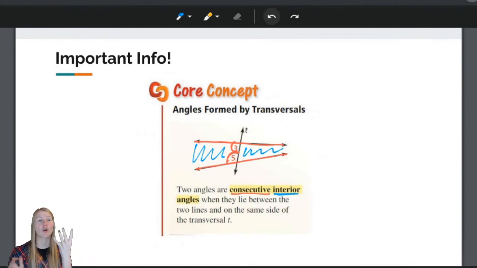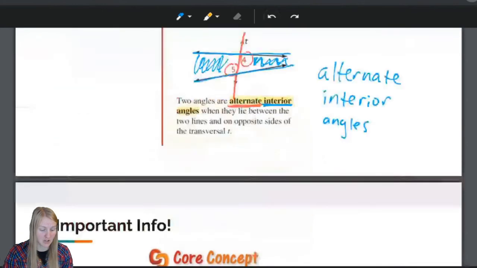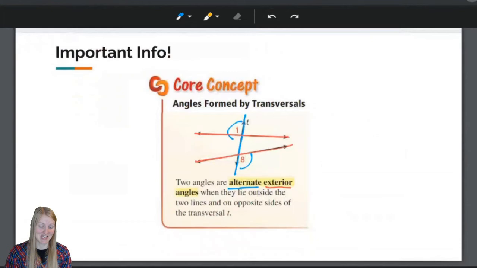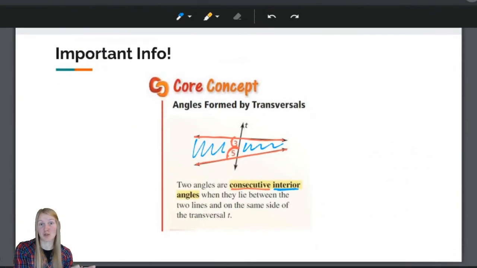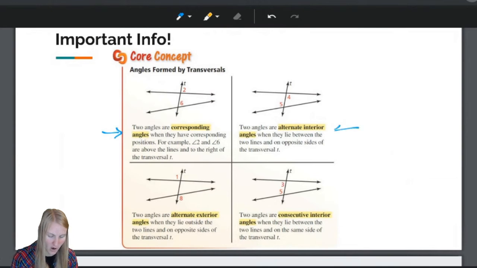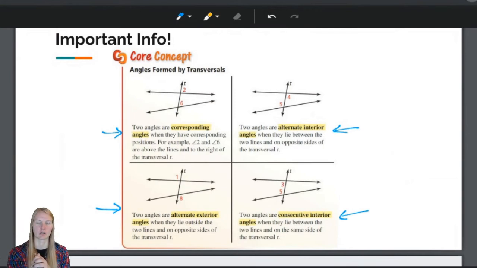So, these are our 4 types of angle pairs formed by transversals, and they are very important. This is what we're going to be talking about for 3.2 and 3.3. They are all about these 4 pairs of angles. So make sure that you know these. These are huge. We're going to talk about them in 3.2. We're going to talk about them in 3.3. So here is all of them at the same time. Corresponding angles, alternate interior angles, alternate exterior angles, and consecutive interior angles.